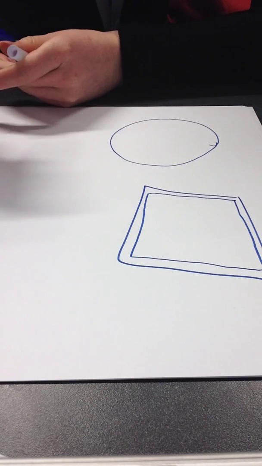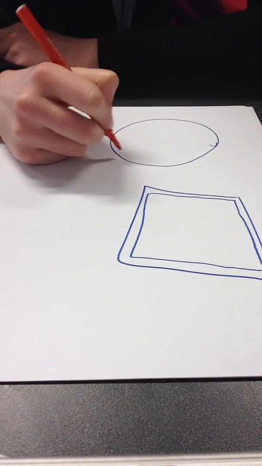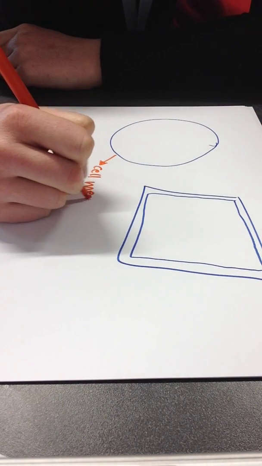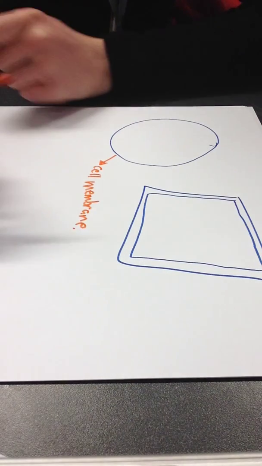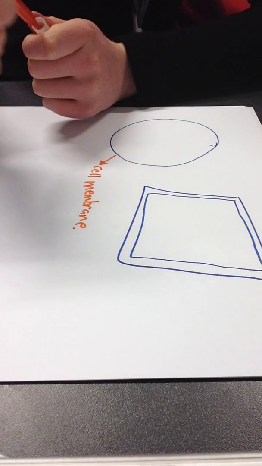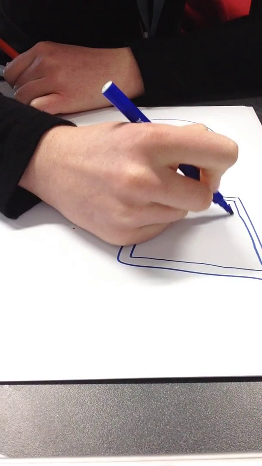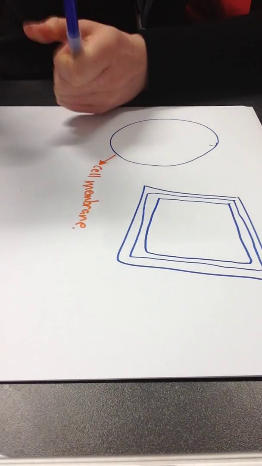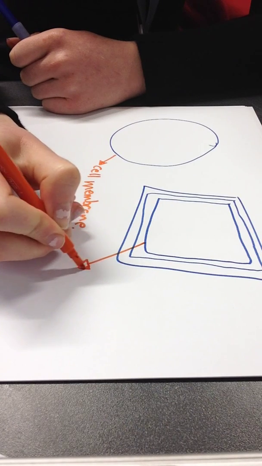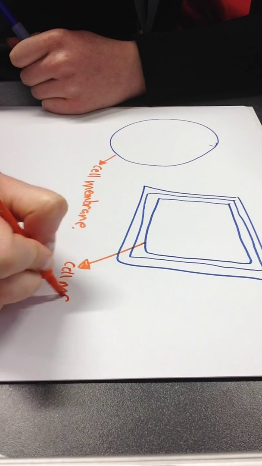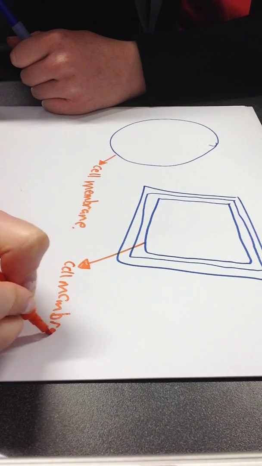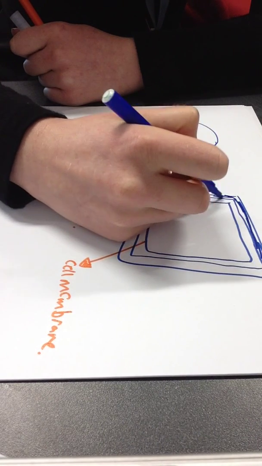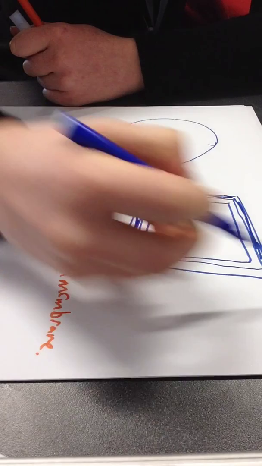So if we just label this, I'll get a different color. On the outside of all animal cells, we've got our cell membrane. On the plant cell, we've also got a cell membrane, so that's sitting inside of the cell wall. And they are the same as the animal cells. So if I just quickly label, this thing here that I'm colouring in now, that is the cell wall.